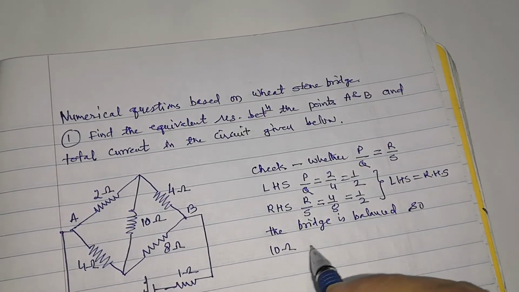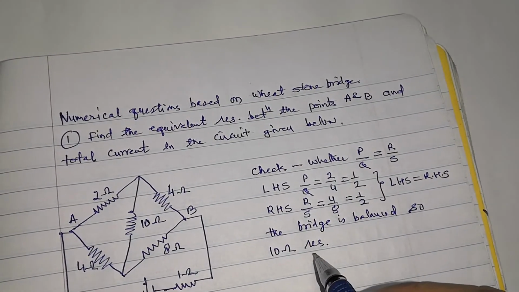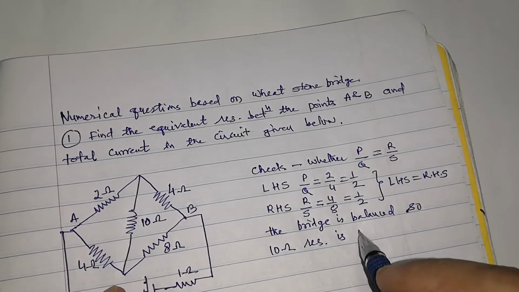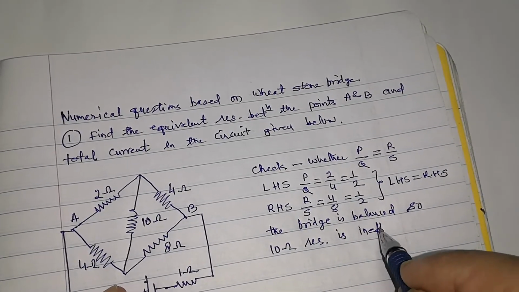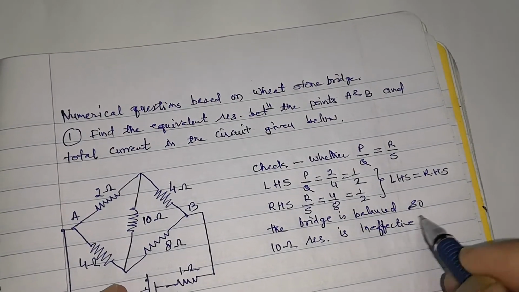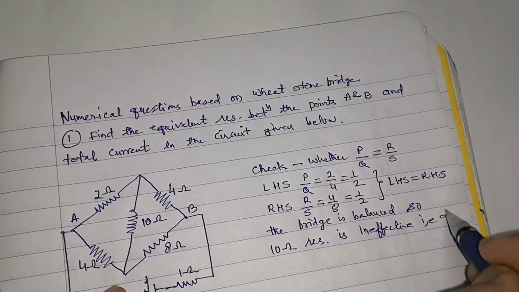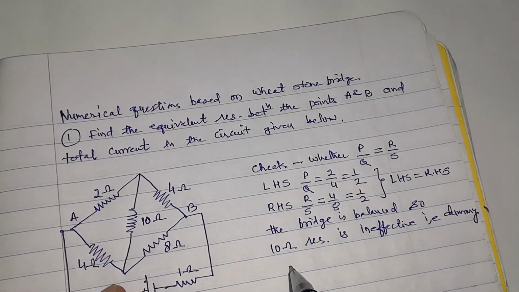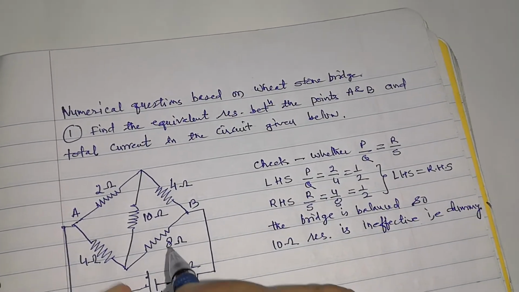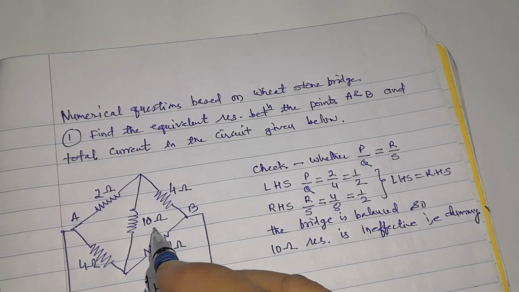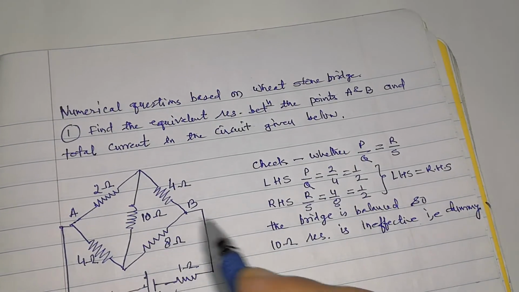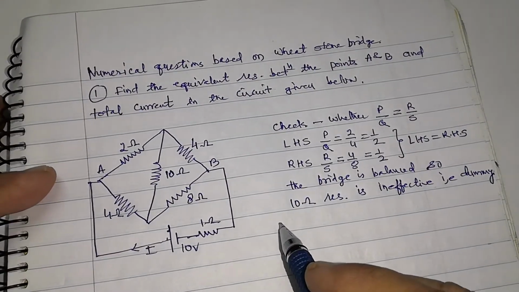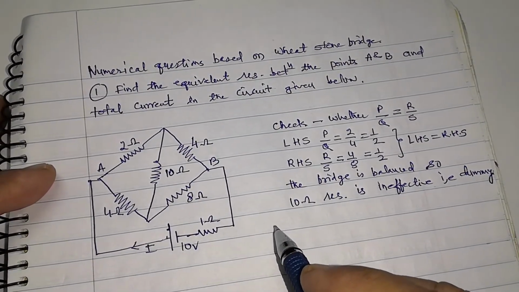Now when the bridge is balanced, the 10 ohm resistance which is connected in place of the galvanometer is ineffective. That is, it is dummy. It means no current will flow through the resistance of 10 ohm, and therefore now the network of resistances becomes very easy.